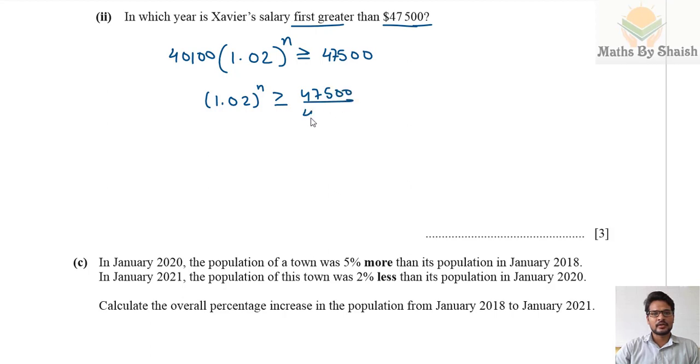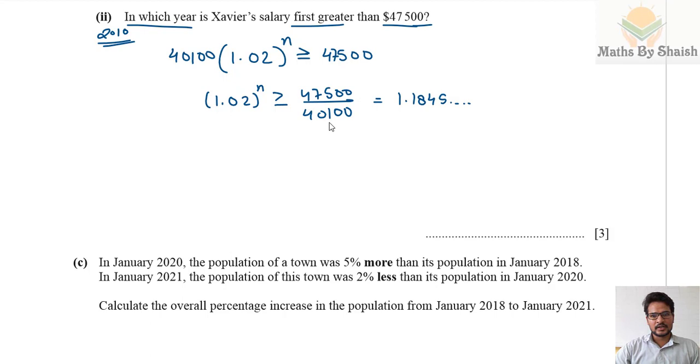47,500 over 40,100, and we will calculate 47,500 divided by 40,100, and it is 1.1845 and so on. So what we are going to do next is find the time it takes to become 1.1845, and then only we can see which year it is, because the initial year was 2010.